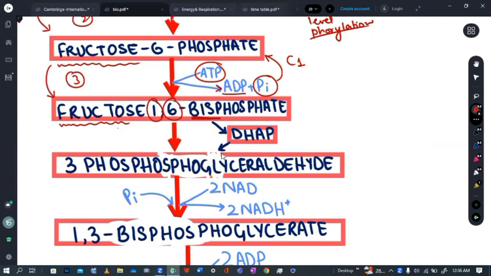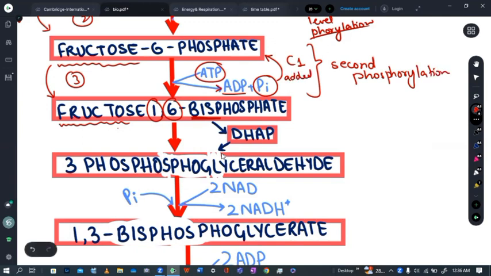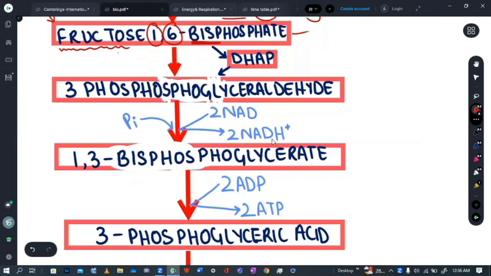This stage is named the second phosphorylation, as here we can see that an inorganic phosphate is getting added to the substrate. So we can say second phosphorylation of fructose 6-phosphate forming fructose 1,6-bisphosphate. Then in the next step, fructose 1,6-bisphosphate, I'm writing it here. This is a 6 carbon compound, right?